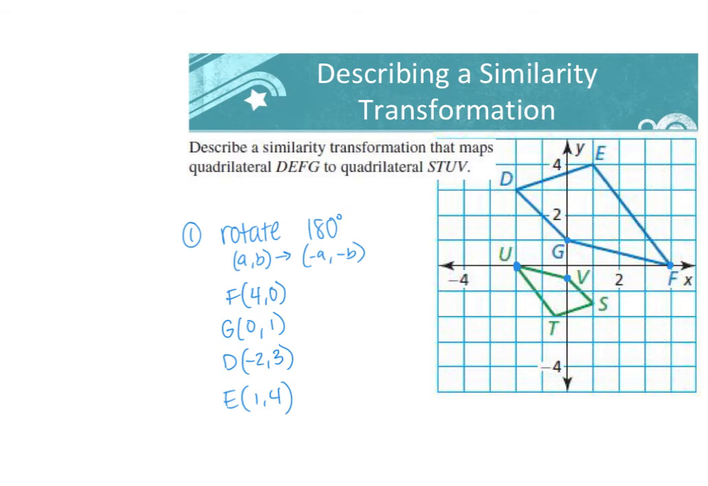Let's rotate it. So this is going to be F prime is at (-4, 0). G prime is going to be at (0, -1). D prime is going to be at (2, -3). And E prime is going to be at (-1, -4).